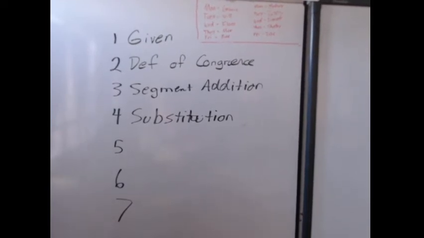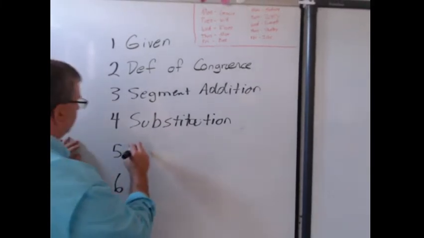Okay, on number 5. QU equals QS. Oh, I'm sorry. So now, I'm taking TQ plus QS, and now I'm making it equal to TU. So what did I do there? Same thing, substitution.